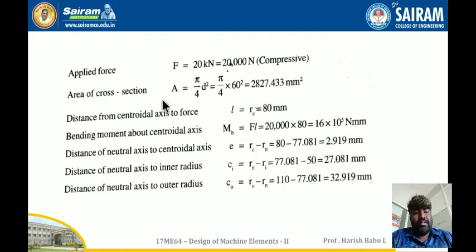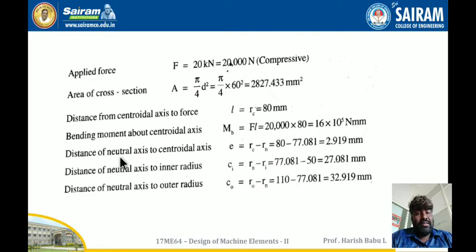The area of the cross section is A equals pi by 4 d square. I'm going to get the area as 2827.433 mm square. The distance of the central axis, that is L, is equal to Rc, which is 80 mm. So the bending moment MB is equal to F into L. F is known and L is known. I'm going to get 16 into 10 to the power of 5 Newton mm.